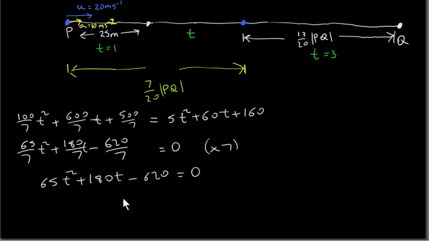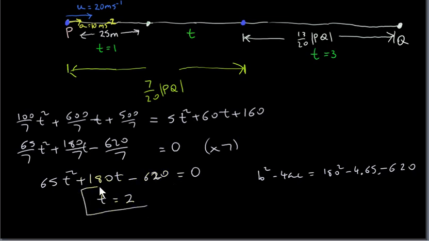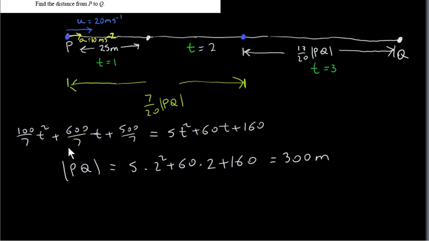Now if you solve this, you get a positive solution, t equals 2. There are two solutions to this quadratic equation, but it's only the positive one that we're interested in. So this time here must be 2 seconds. Since each of these expressions is equal to PQ, we can plug t equals 2 into either of them. So I've plugged 2 into this expression here to get this here, and that works out to 300 meters.